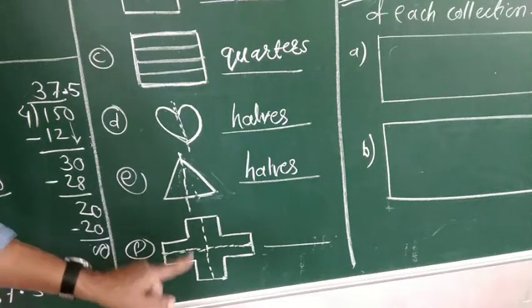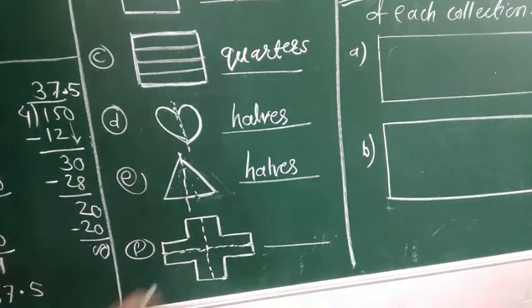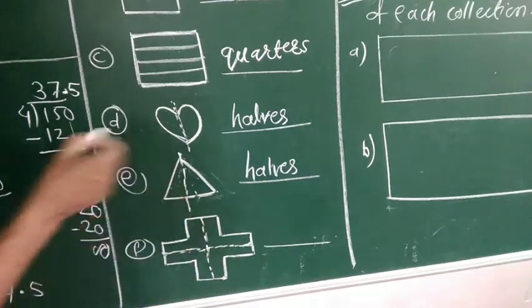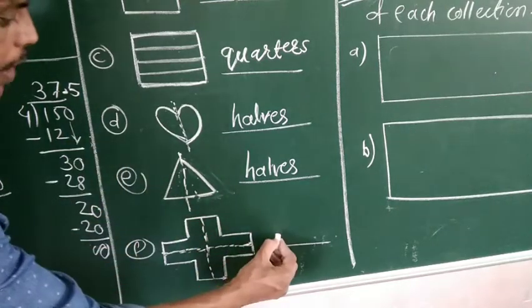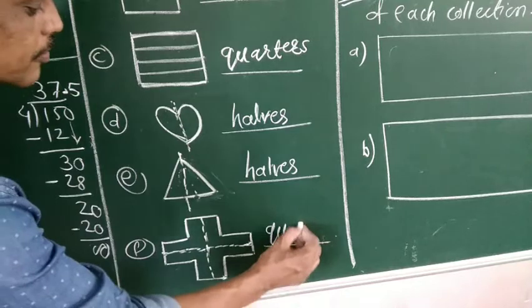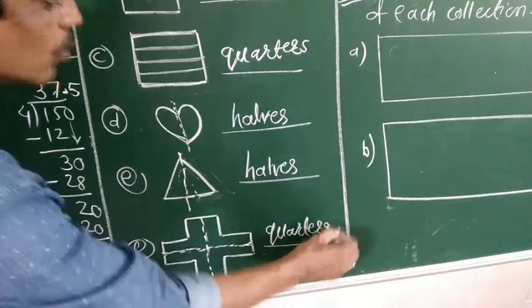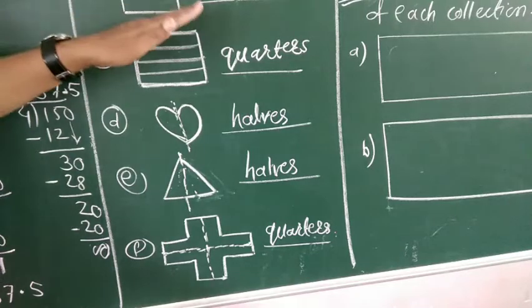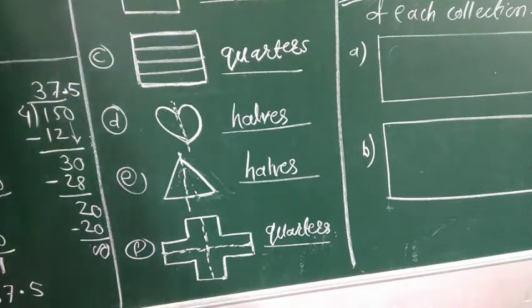And now see, this is one symbol, the addition symbol. It is divided like this, and this is 4 parts. 1, 2, 3 part, 4 part. So it is divided into equal 4 parts. So you can write here it is quarter. Okay, quarter. So this way we identify and write whether the given shapes are divided into half or quarter.